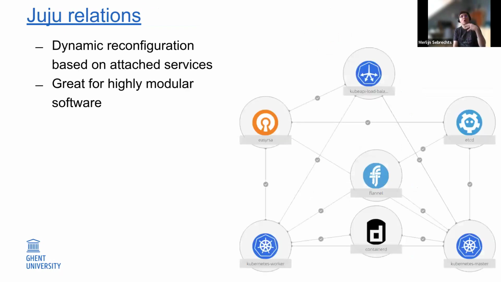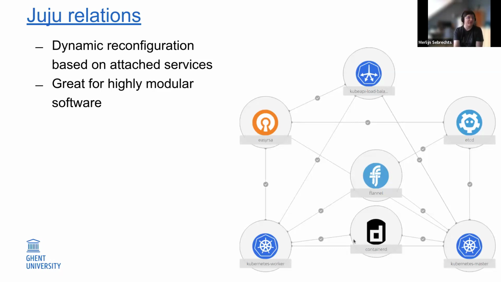And so for more complex applications like Kubernetes, this is great. So let's say that you have a Kubernetes cluster and it uses Flannel for container networking. But you want to use another tool for container networking. Well, that's very easy. You just take out Flannel and you put in, for example, Calico, and you connect Calico to your existing Kubernetes cluster, and the entire cluster will reconfigure itself in order to use Calico for networking instead of Flannel.